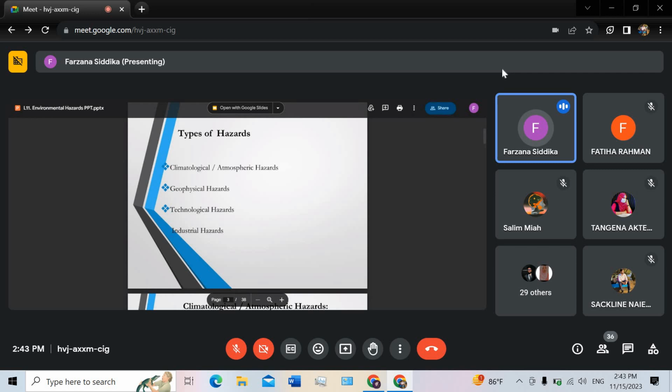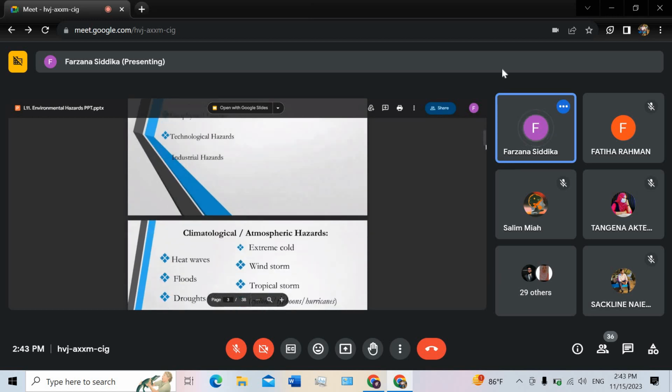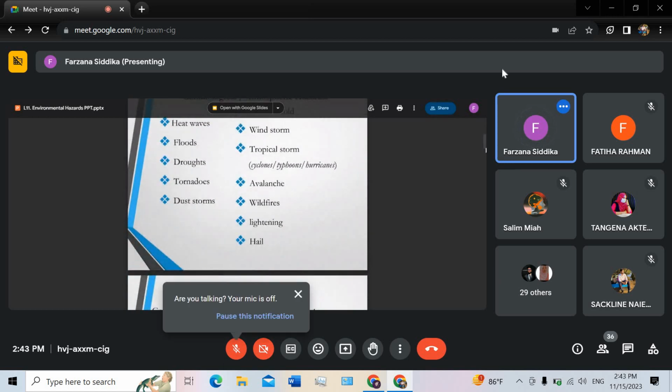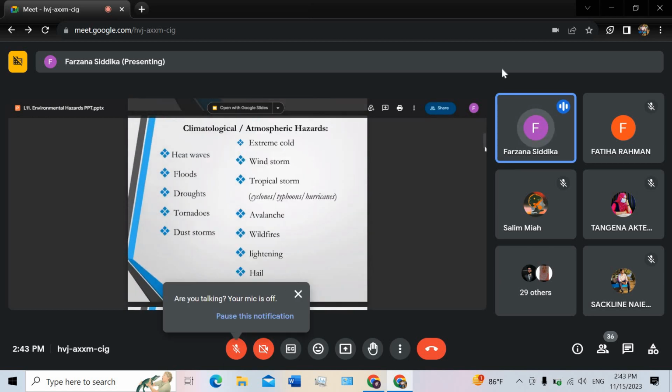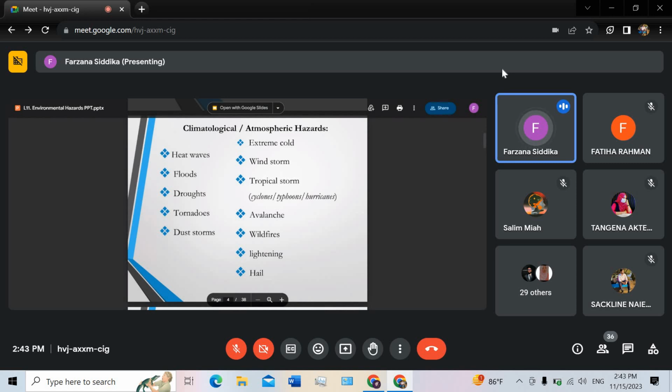Okay, so atmospheric hazard. What are the atmospheric hazards? Atmospheric hazards are those hazards which are created by one or two components of atmosphere or weather. So say for example heat waves. Heat waves is created by the temperature of the environment. Right. So flood is created by the precipitation. Drought is also created by the lack of precipitation.